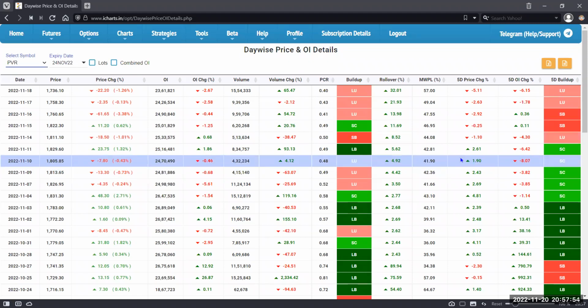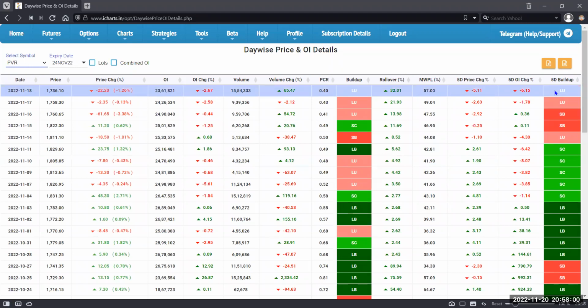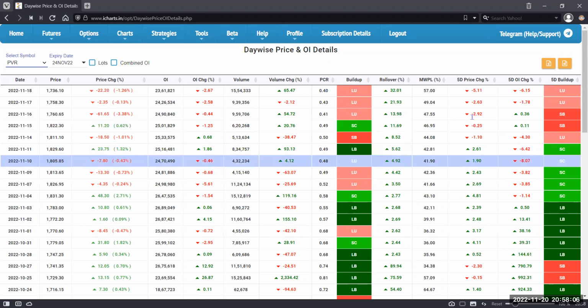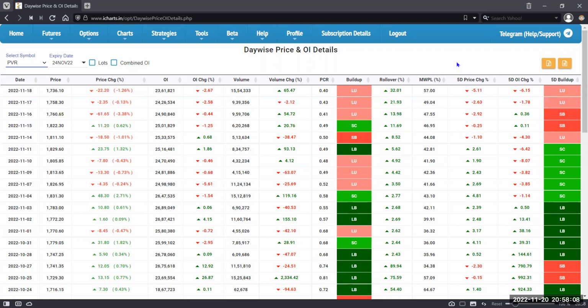Actually, you can assign any numbers. For example, long build up 1 and short build up -1 and long unwinding -1, like that. So whenever the value is greater than 0 or less than 0, you just pop out those scripts.